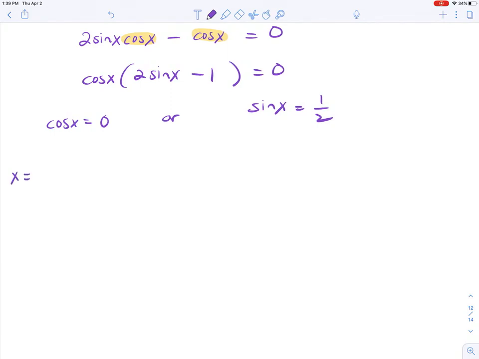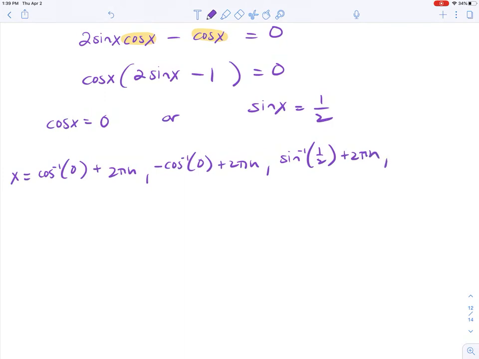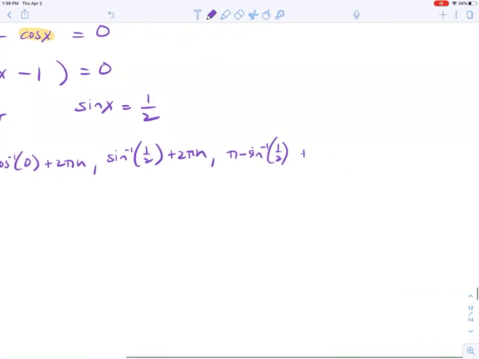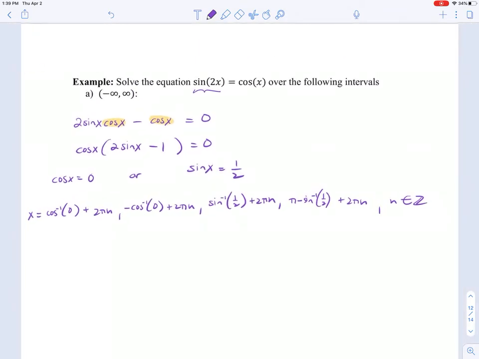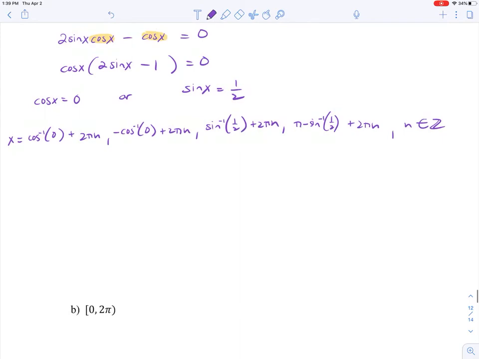And then coming up with the general solution set for each of those equations, I would have x equals inverse cosine of 0 plus 2 pi n. Okay, and then negative inverse cosine of 0 plus 2 pi n. Inverse sine of 1/2 plus 2 pi n. And pi minus inverse sine of 1/2 plus 2 pi n, where n is an integer, an element of the integers.